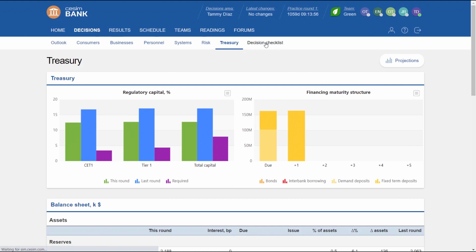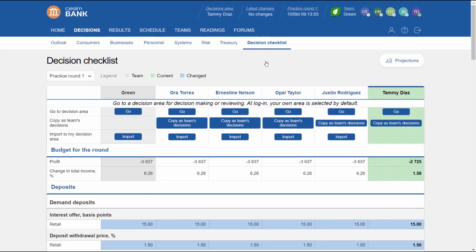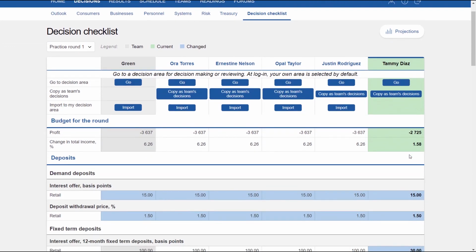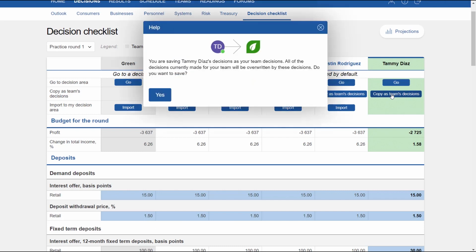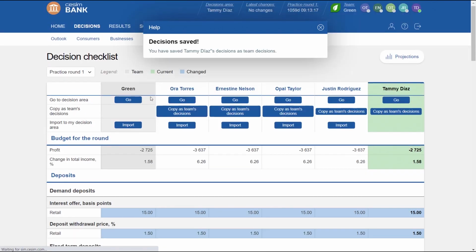The decision checklist is the last page in the process, and here we can see all the team members' decisions side by side. Here we have 5 members in this team, and I have been operating under Tammy's account. In the optimal situation, each team member makes their own decisions, trying out different scenarios, and then we get together and decide whose decisions we want to submit as a team. So let's assume that we want to take Tammy's decisions. In this case, we say copy as team's decisions. I move everything from this column to the team column. I say yes. And so here they are.